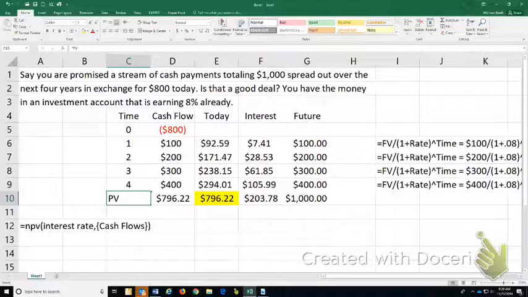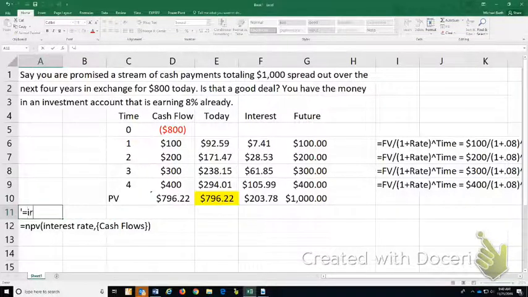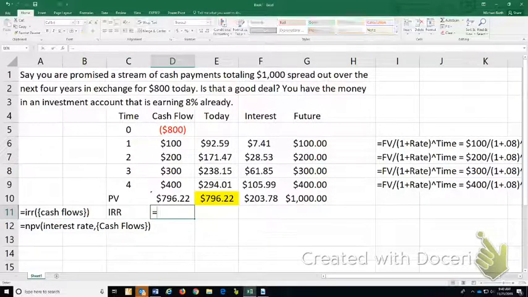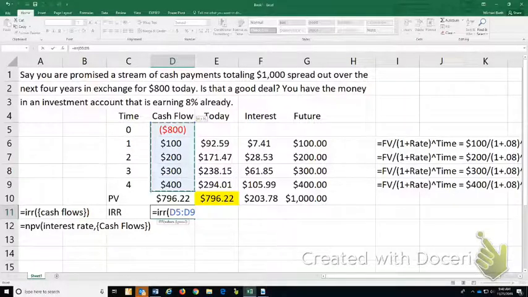of these cash flows. If I wanted to know what rate of interest you'd actually be earning, that's called the internal rate of return. And the internal rate of return formula is equals IRR and then give it all the cash flows. All right, so the IRR for this, and this time I have to also cover up the cash flow of what I'd have to invest at time 0 or today.